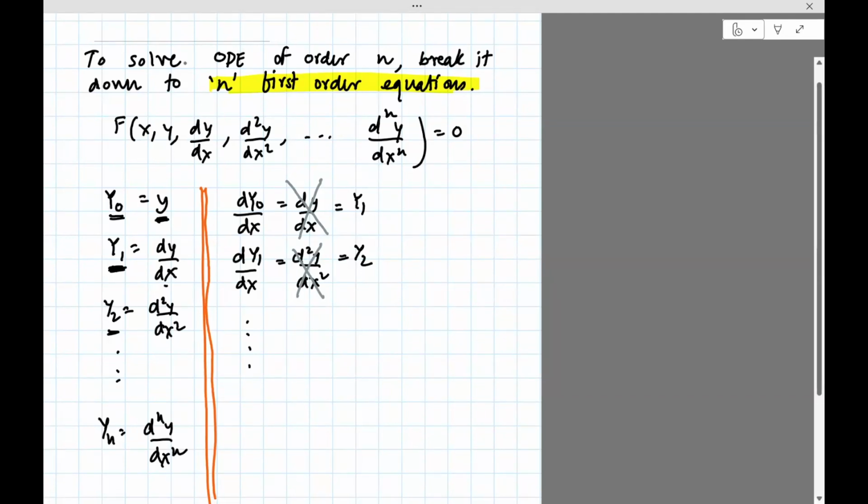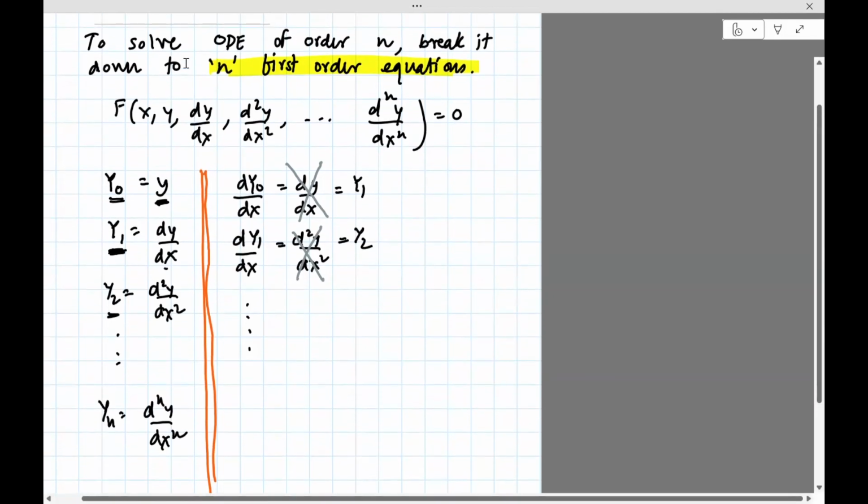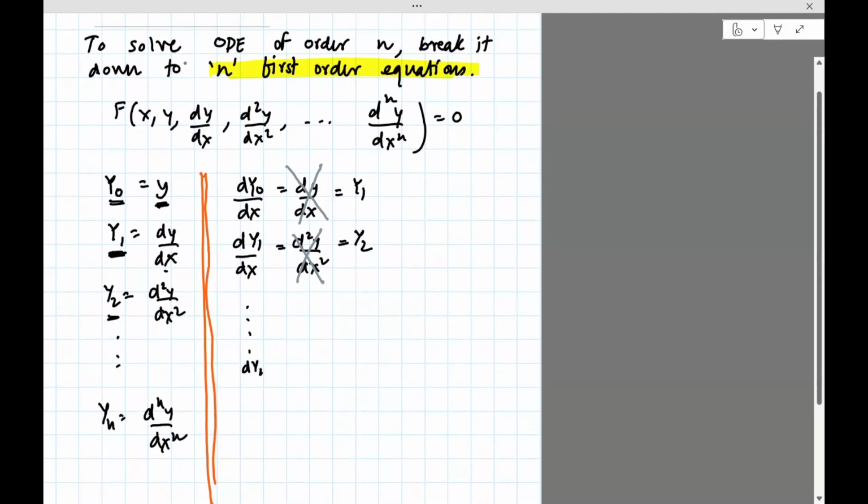Till we hit dy n minus 1 dx equals yn. Okay, so those are the n minus 1 equations, and then we need one more equation.